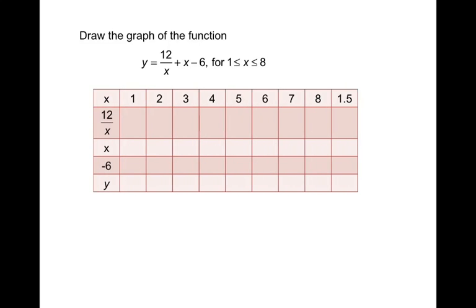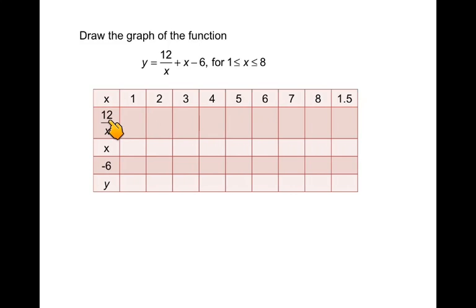Draw a graph of the function y is equal to 12 over x plus x minus 6 between 1 and 8. Again, we've got a table here, but in the IGCSE, normally some of the boxes are filled in, but we will just fill a few in so we can see what we're doing here.